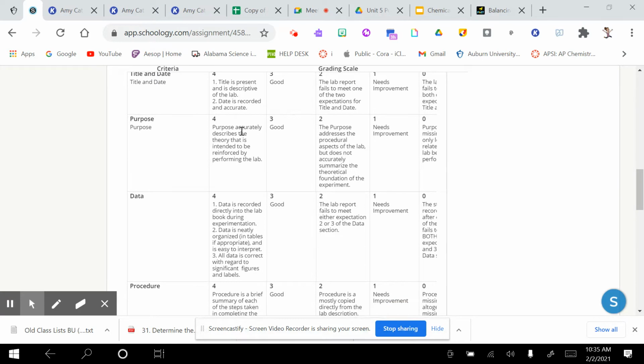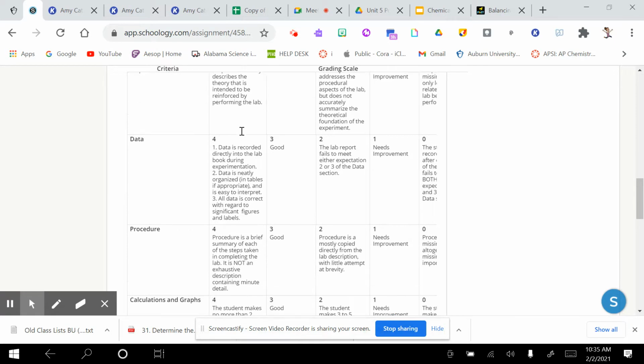Purpose. Your purpose is going to be the essential question that is in your student document. It'll say, in a big heading in the document, essential question. You will take that question, turn it into a sentence, and there's your purpose. Just take it from a question to a sentence. So that should be an easy 4 points.